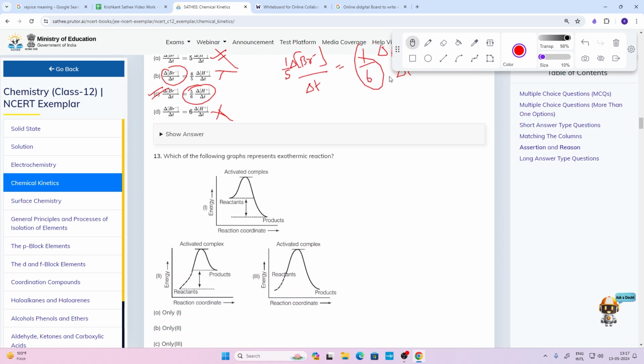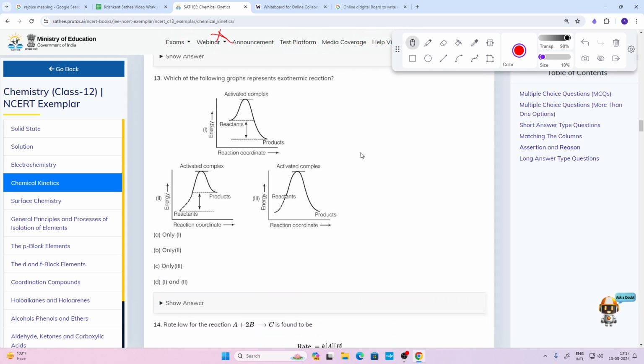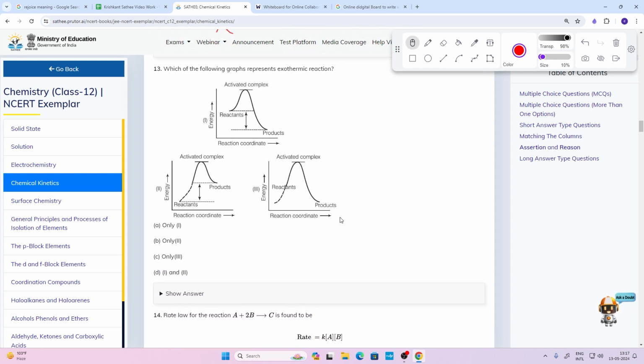Next question. Which of the following graphs represents an exothermic reaction? Exothermic reaction means the product is at a lower energy and the reactant is at a higher energy. So reactant is higher energy, product is lower. So this is exothermic. Reactant is lower, product is higher, so not exothermic. Both reactant and product are on the same level, so delta H is 0. So only one is the correct option.